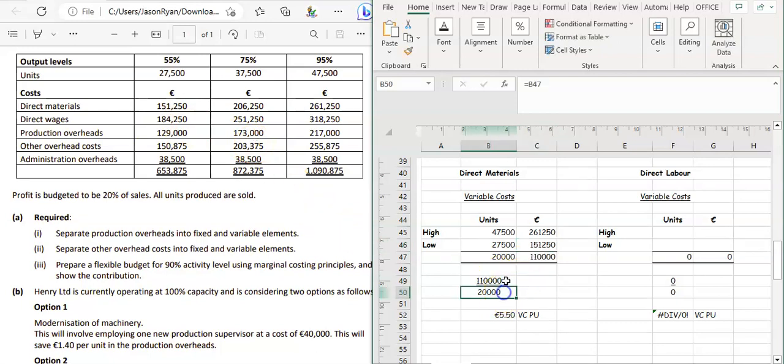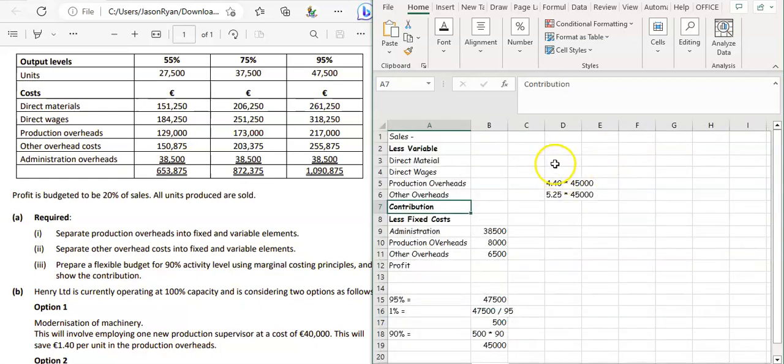So then you're going to divide the 20,000 into the 110,000, and the variable cost per unit for direct materials is €5.50. So we're going to do a calculation, €5.50, multiply that by 45,000. Then we do the same for direct wages.